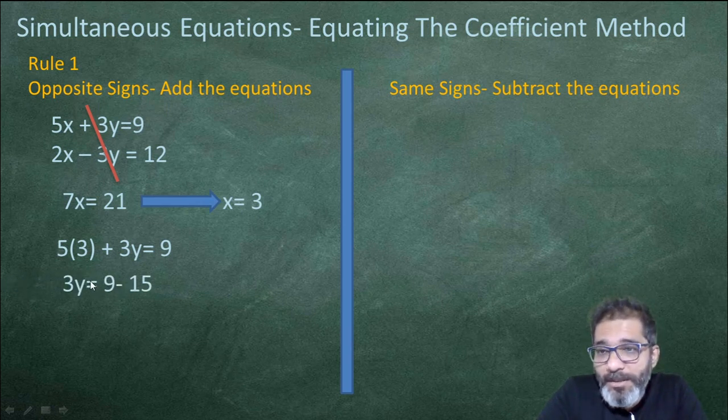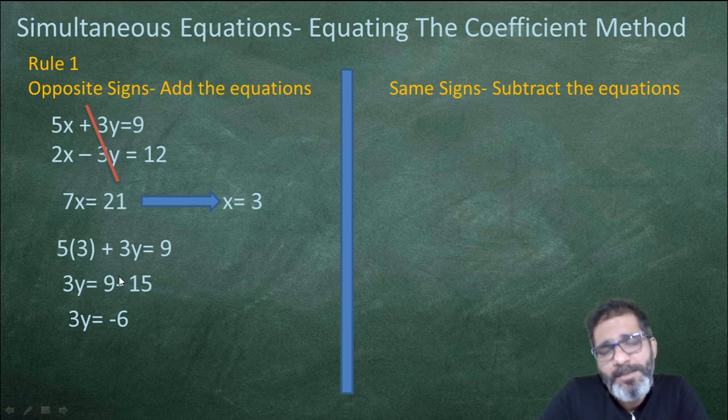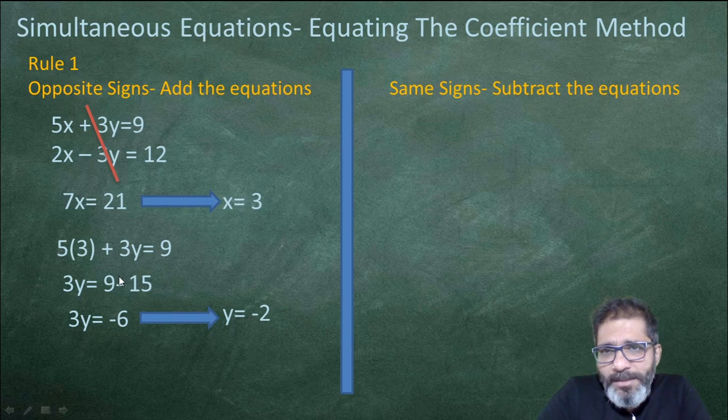So this is 3y, 9 as it is, 5 threes are 15. Shifting to the right hand side, we get 3y equal to 9 minus 15, that is minus 6. So 3y equal to minus 6, and solving this we get y equal to minus 2. So we got the answer as 3 comma minus 2. This is the final step of writing the answer in brackets: (3, minus 2).